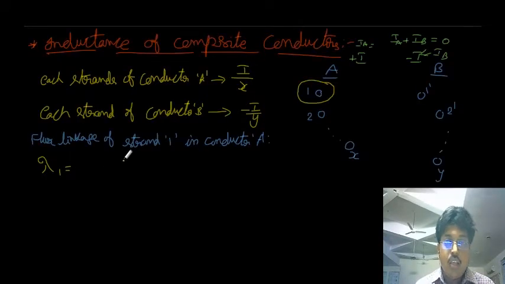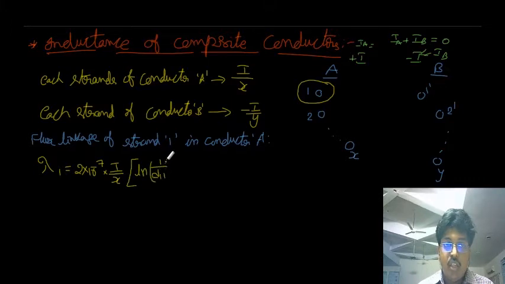Here, all strands of conductor A carry the same amount of current. So I have taken 2 into 10 power minus 7 into Ix, and the current is also taken as a common factor. Now the logarithm of the distance between each and every conductor is logarithm of 1 by d11 plus logarithm of 1 by d12 plus so on, logarithm of 1 by d1x.